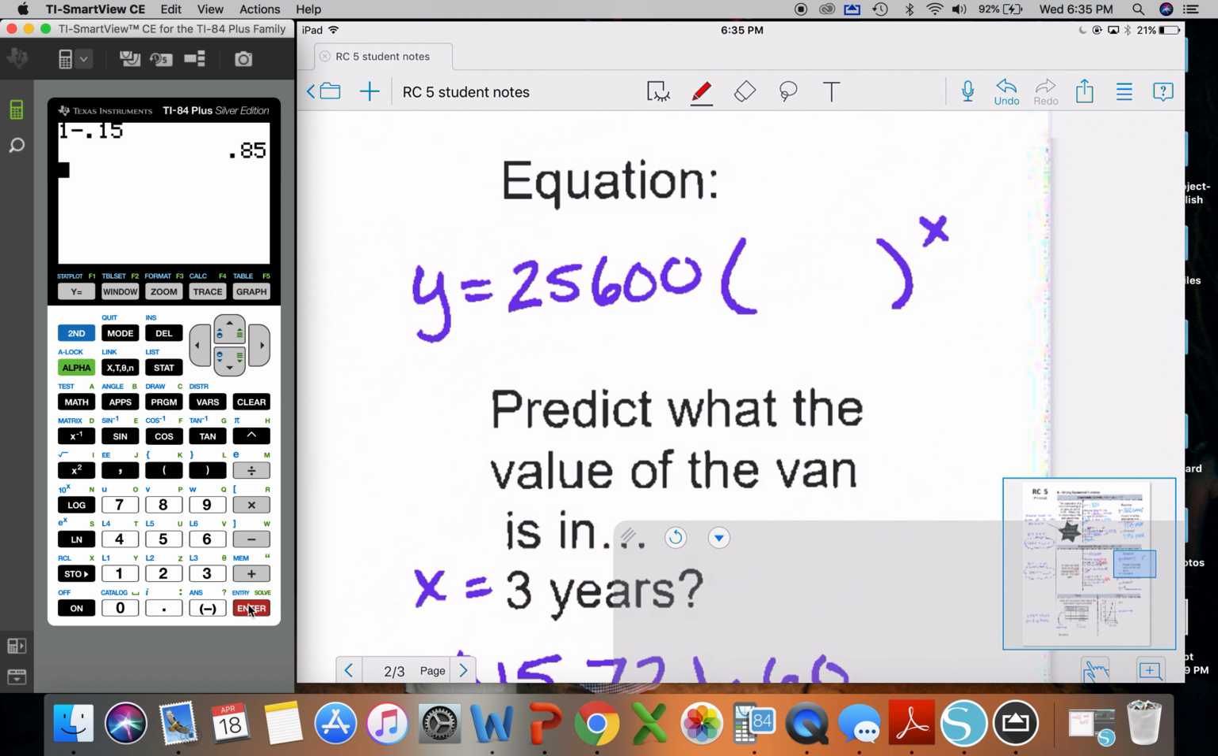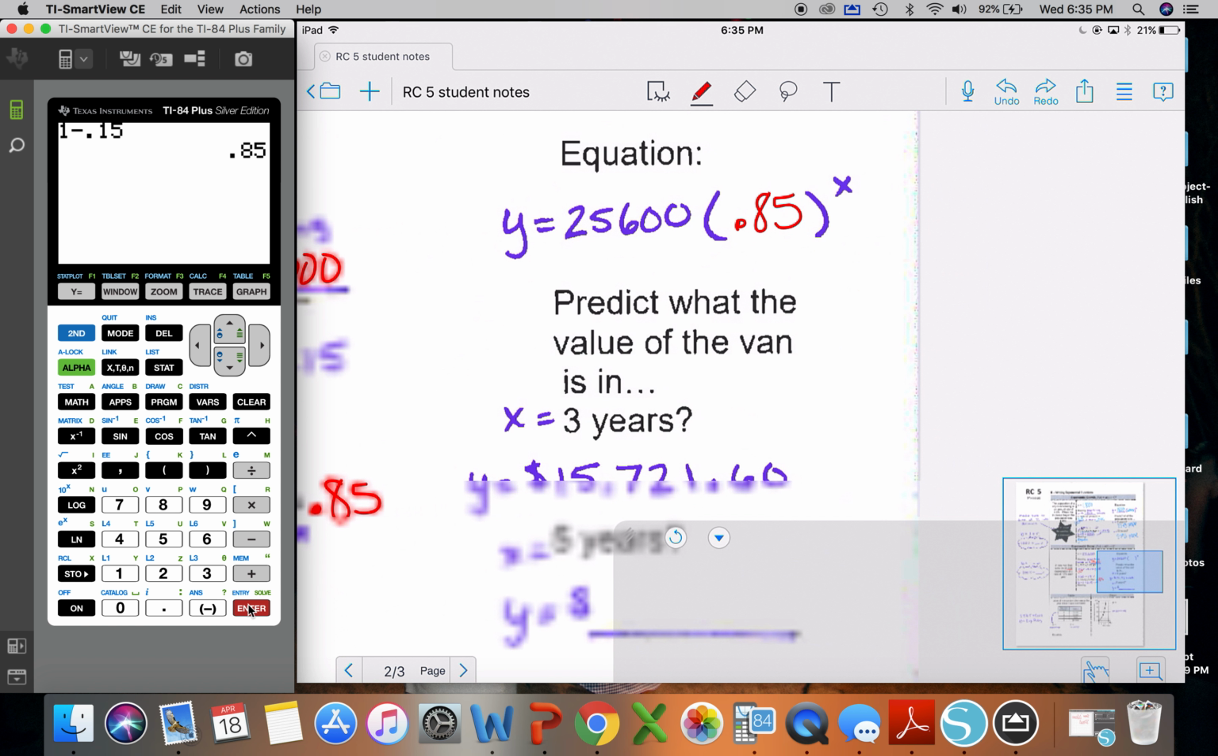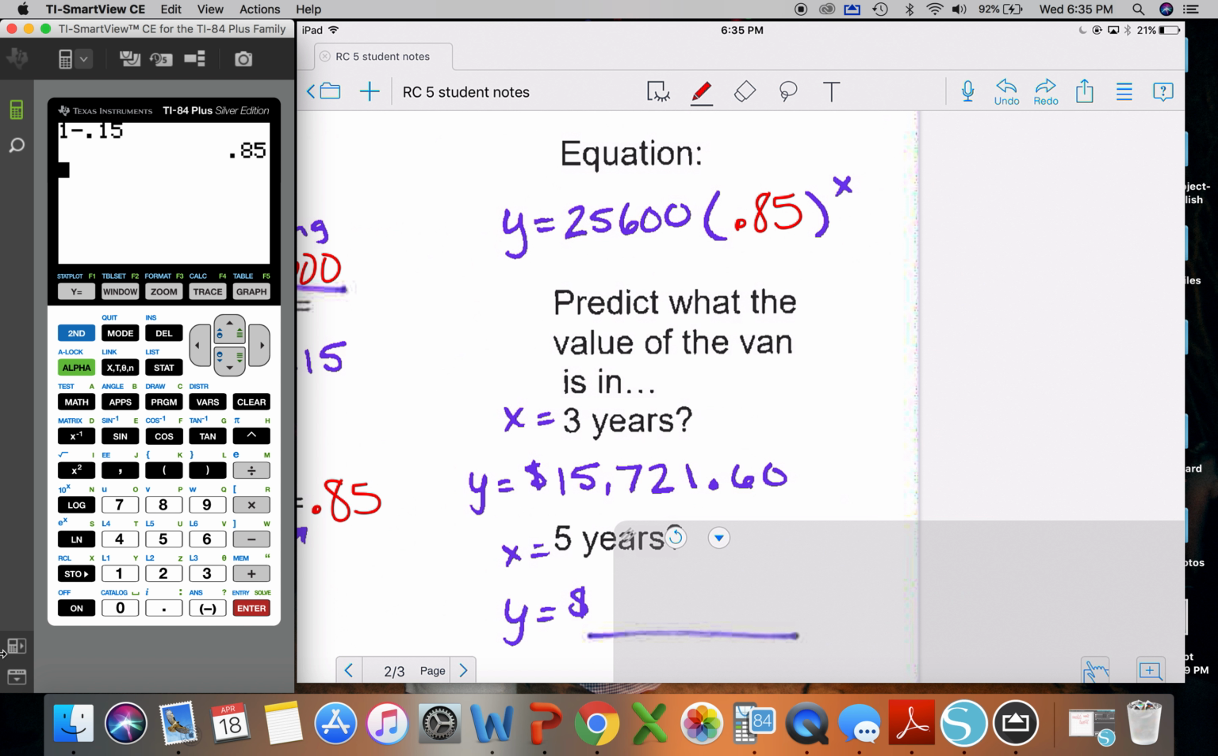So in my equation, I have the starting value already. This is what we start at. And then because it's decaying, my rate needs to be something less than 1. So in y equals, I'm going to plug my equation in. 25,600 times 0.85 raised to the x.